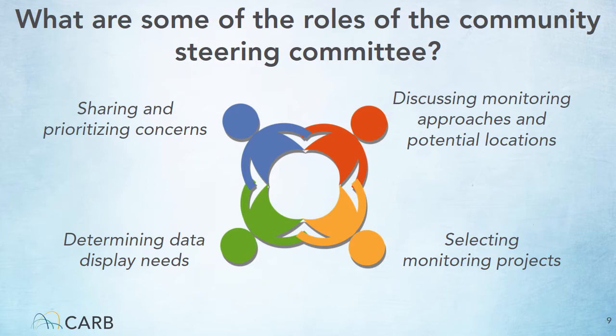Community steering committees work with the air district to guide what goes into air monitoring plans and how they are implemented. They may, for example, discuss air quality concerns, different monitoring approaches, locations where monitoring should occur, actions they'd like monitoring to support, and ways data should be displayed and communicated. Community steering committees are unique to each community and play a pivotal role in decision-making throughout the entire process.